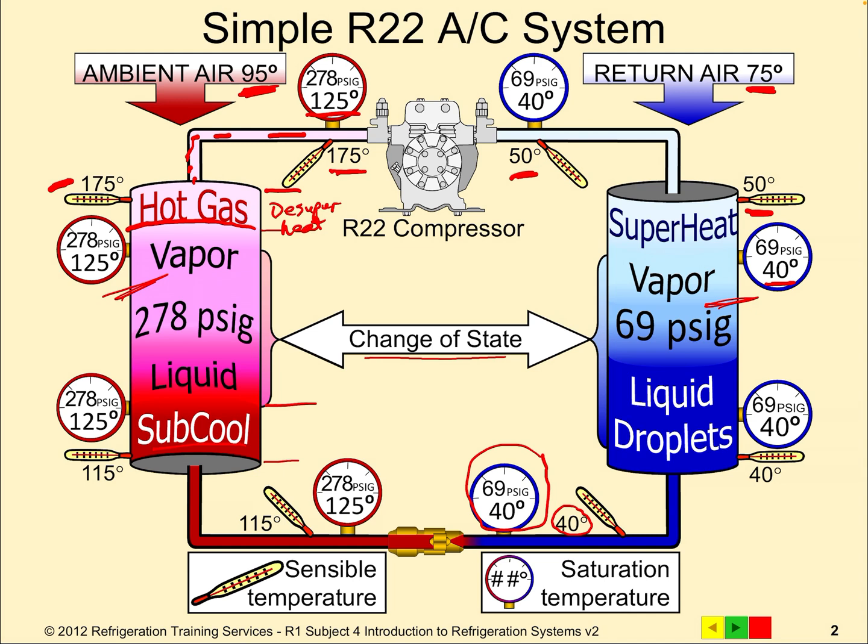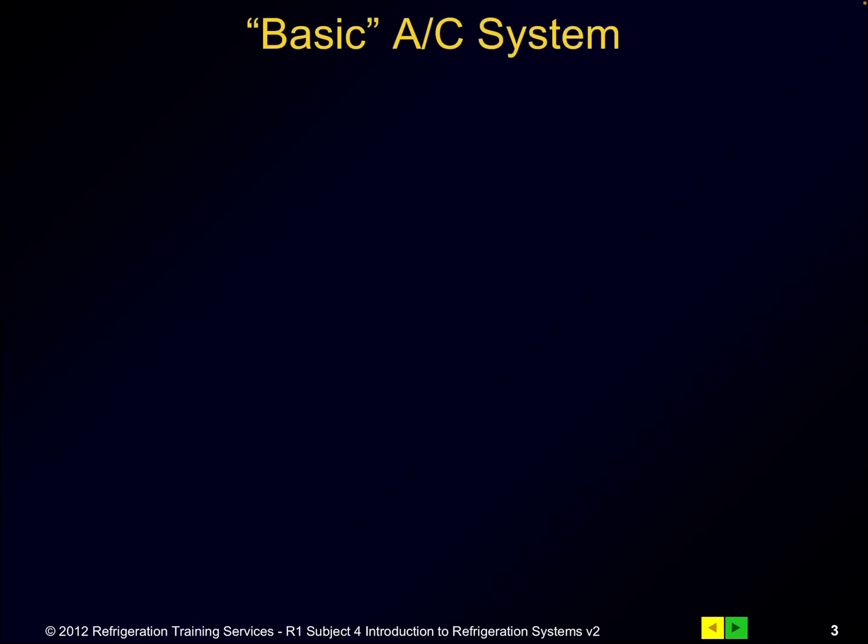Now in this illustration, we are showing that we have a total of 10 degrees of subcooling, the 125 minus the 115, and we're showing 10 degrees of superheat, basically going from the 40 degree saturation temp to the actual measured temp of 50. That's 10 degrees.